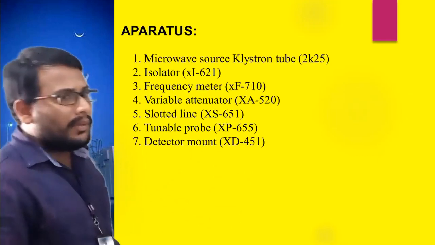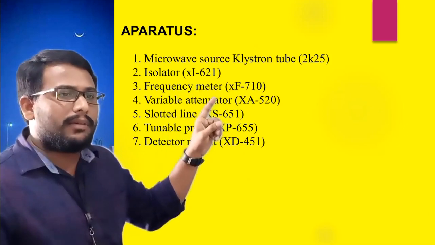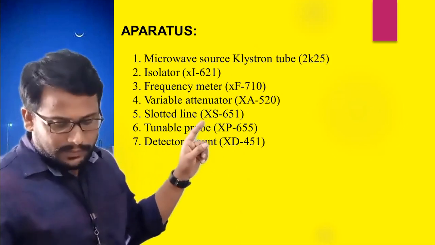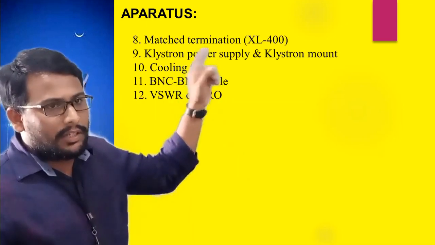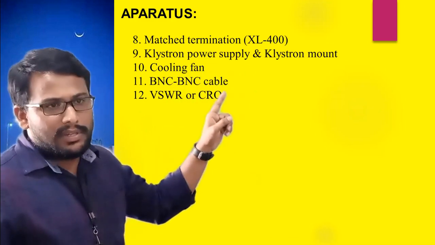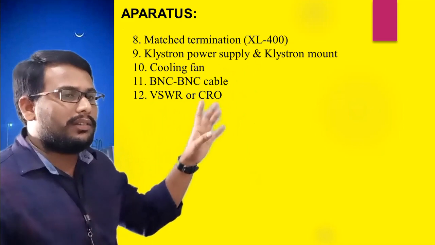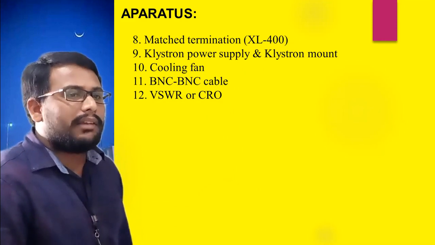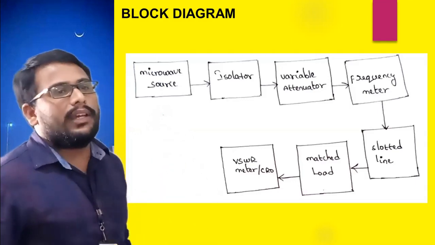Required equipment: microwave source, klystron tube, isolator, frequency meter, variable attenuator, slotted line, tunable probe, detector mount, and matched termination, klystron power supply and klystron mount, cooling fan, cables, and voltage standing wave ratio measurement equipment or CRO. So these are the required equipment which we use in the microwave laboratory, particularly to do the experiment. Let's see the block diagram.